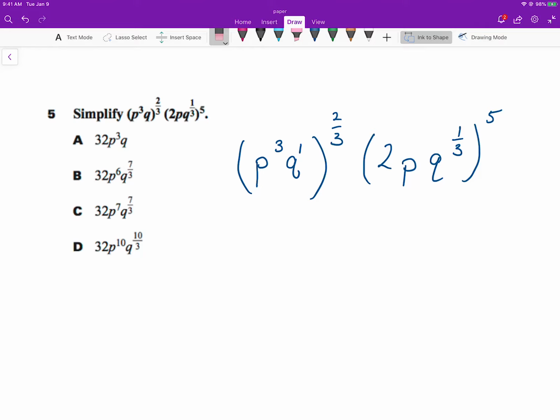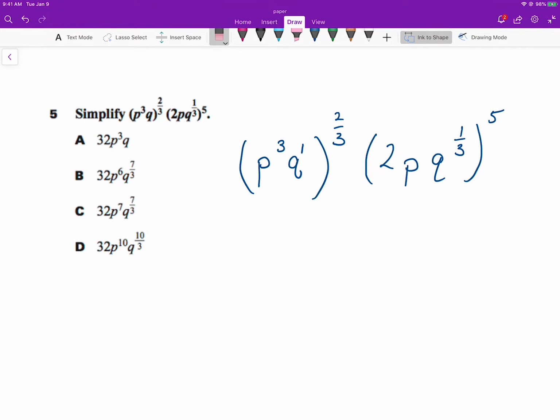These three problems are from the expressions and operations review assignment. As we start the first one, I'm going to notice we have p to the third times q, and I added a 1 there just to remind you that it's q to the first power, all raised to the 2/3 power. And when we have a power to power in exponents, that means multiplication. We're going to multiply these two exponents together.